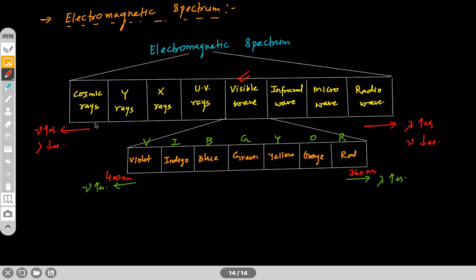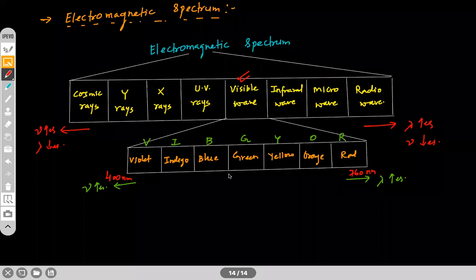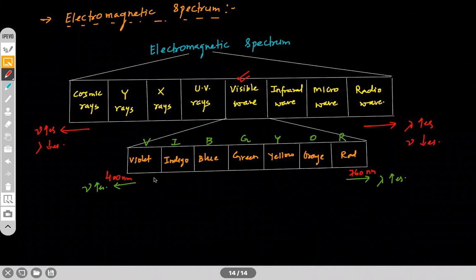You don't have to memorize the wavelength of all these, but you should know at least this point that the visible region, the wavelength falls in this range, 400 nanometer to 760 nanometer. This value you should know, 400 to 760. The second point: red has the maximum wavelength, and that is the reason we use red light for traffic signals, so that we can see it from a long distance. So this is the electromagnetic spectrum, and this is all for the wave nature of electromagnetic radiation.